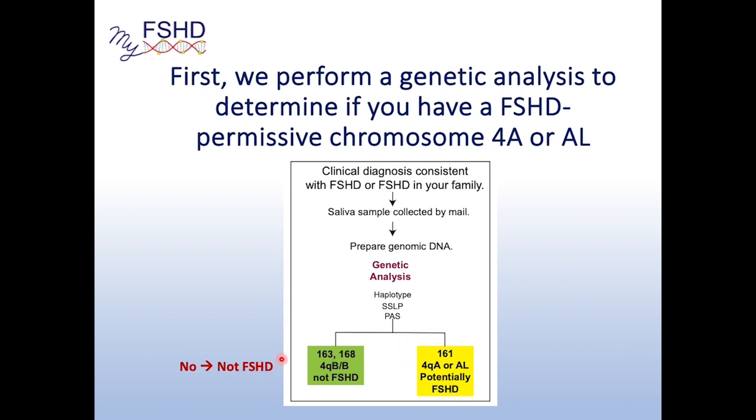We're going to check you out, and 25% of the world population is 4B, meaning not permissive for FSHD, so you can't have FSHD if you're 4B. Roughly 75% of the world population has at least one 4A or one 4AL, so is permissive for FSHD. They have the potential to be FSHD. It doesn't mean you are FSHD. These are not pathogenic. Permissive, okay? So 25% of the world is non-permissive, and 75% is permissive and potentially could be FSHD.